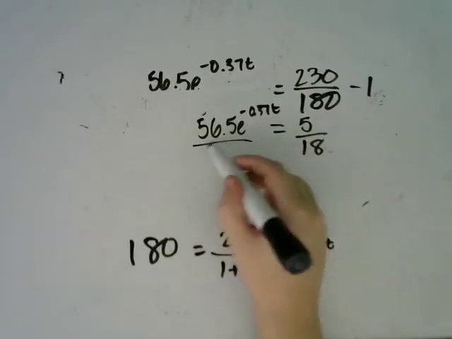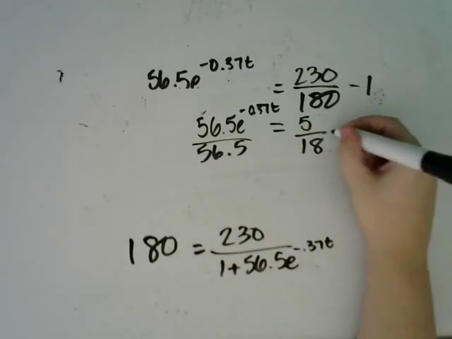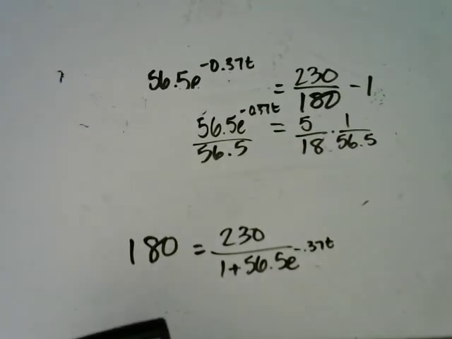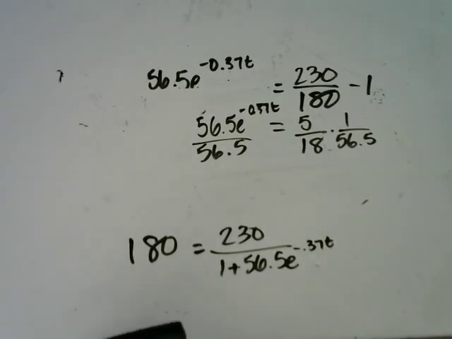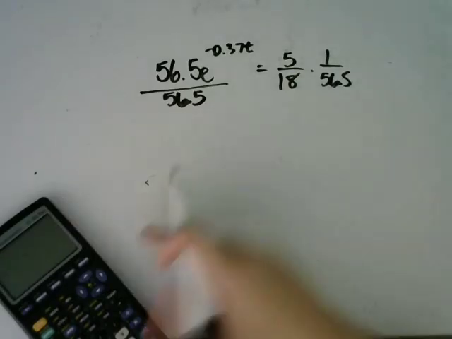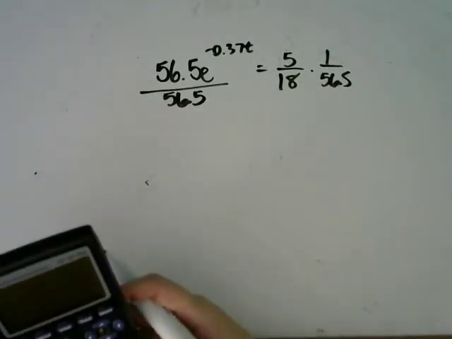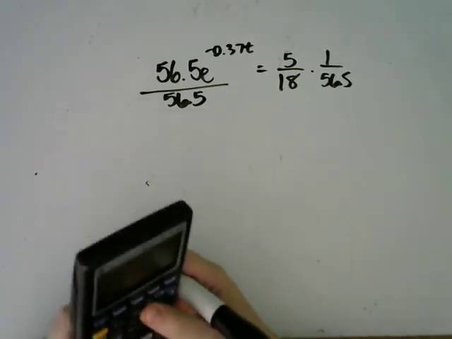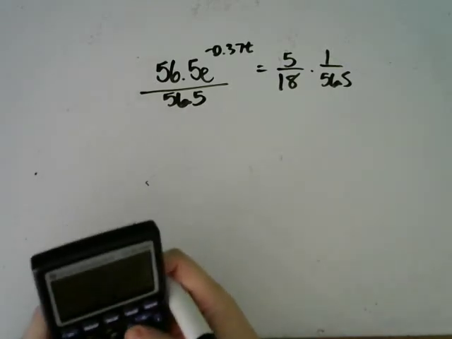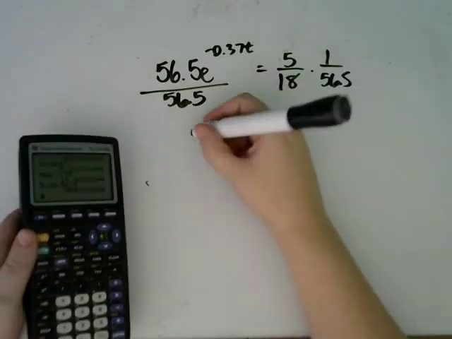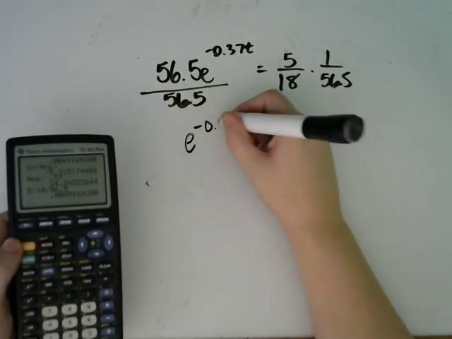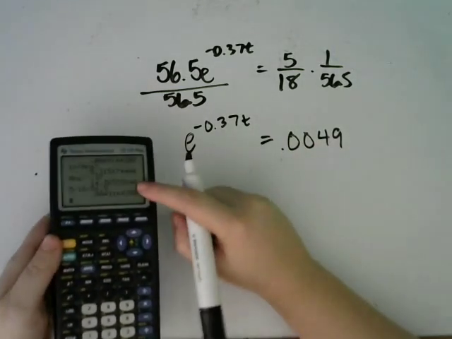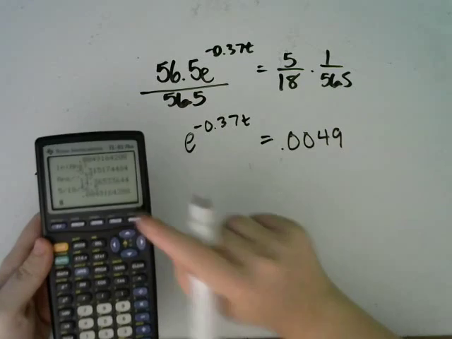Now we're going to divide both sides by 56.5. Remember, division is also multiplying by a reciprocal. I'm going to write down my rounded answers from my calculator here, but I'm also going to save the exact answer in the calculator so that I'm not using rounded values to calculate. So here we have e to the negative 0.37t equals 0.0049.